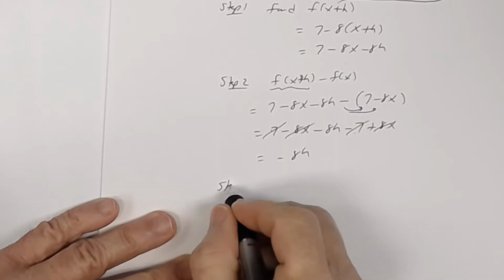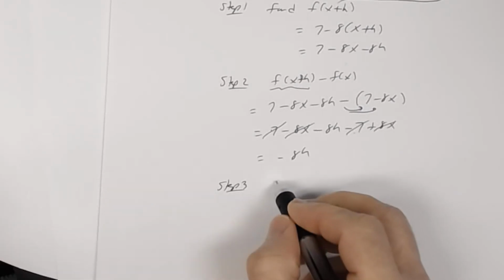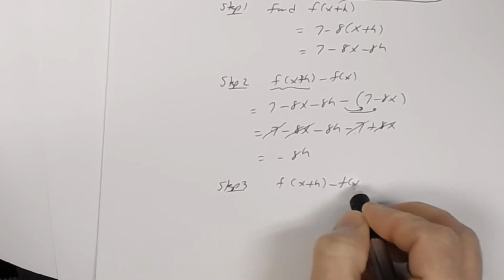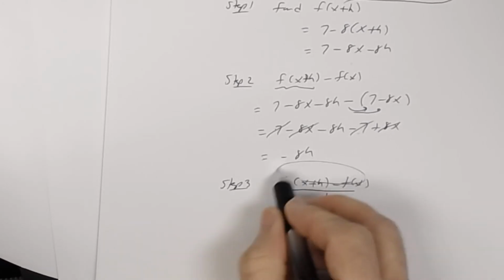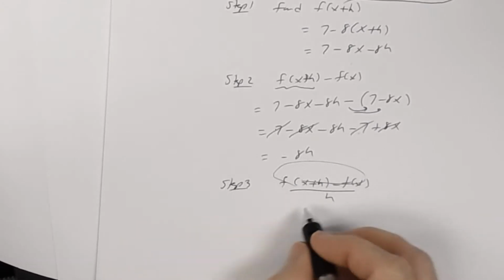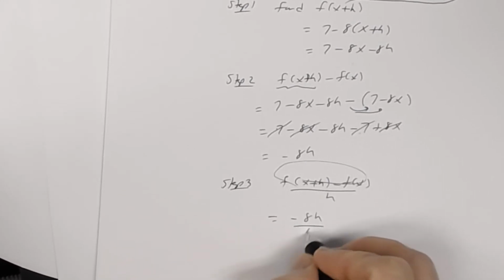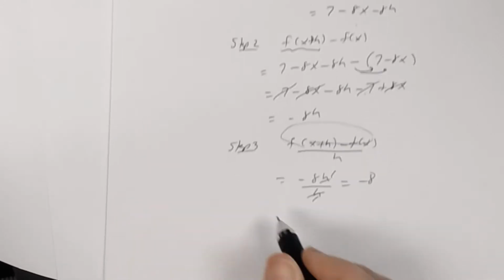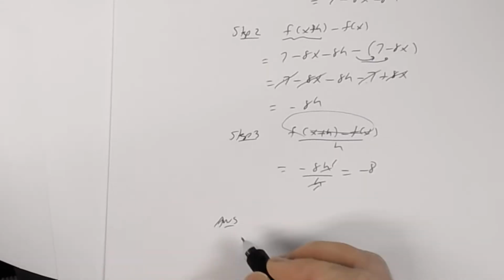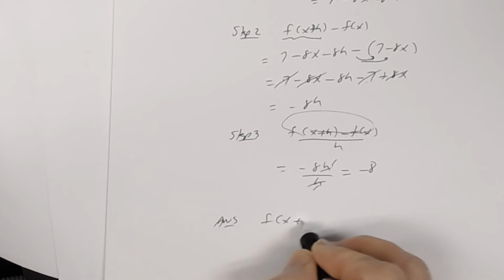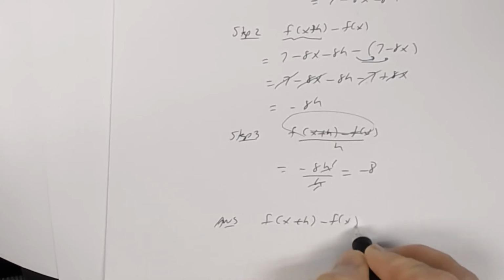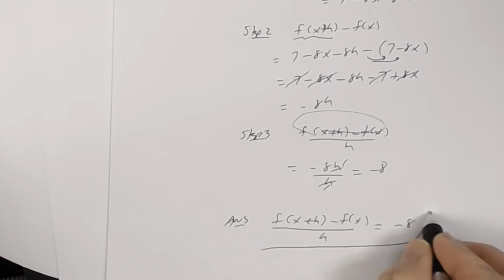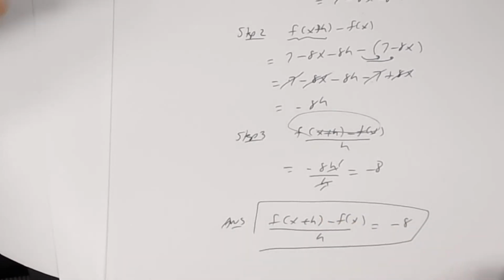So step 3 is actually where you're going to find the difference quotient. So you see, this is your step 2 right here, which is negative 8h. So negative 8h divided by h, the h's divide out, and you're left with negative 8. And so therefore your answer, you're going to say your difference quotient, f of x plus h minus f of x divided by h, is going to equal negative 8. Okay? And so that's all you do.